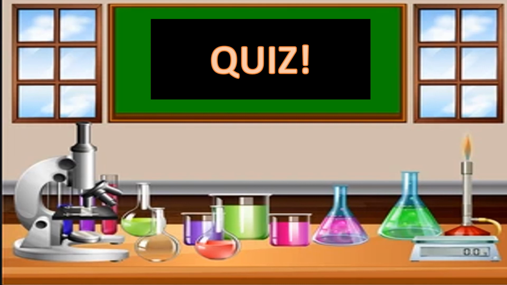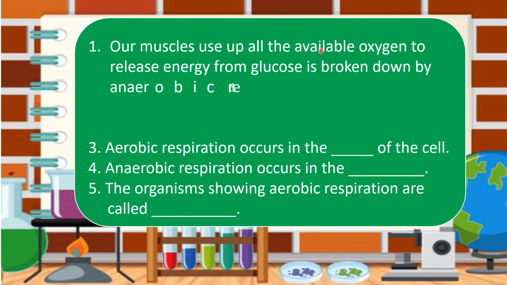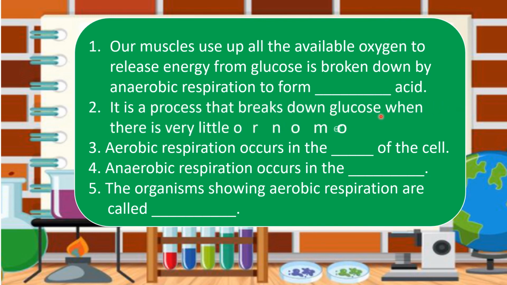Okay, so let's have a short quiz to know if you understand our lesson today. I would like you to write your answers in the comment section with your name. Okay, so these are the questions. Number 1, our muscles use up all available oxygen, so glucose is broken down by anaerobic respiration to form blank acid. Number 2, it is the process that breaks down glucose when there is very little or no oxygen. Number 3, aerobic respiration occurs in the blank of the cell. What cell organelle is where aerobic respiration takes place? Number 4, anaerobic respiration occurs in the blank. Number 5, the organisms showing aerobic respiration are called blank. Okay, so these are all the questions. Please answer. Thank you.